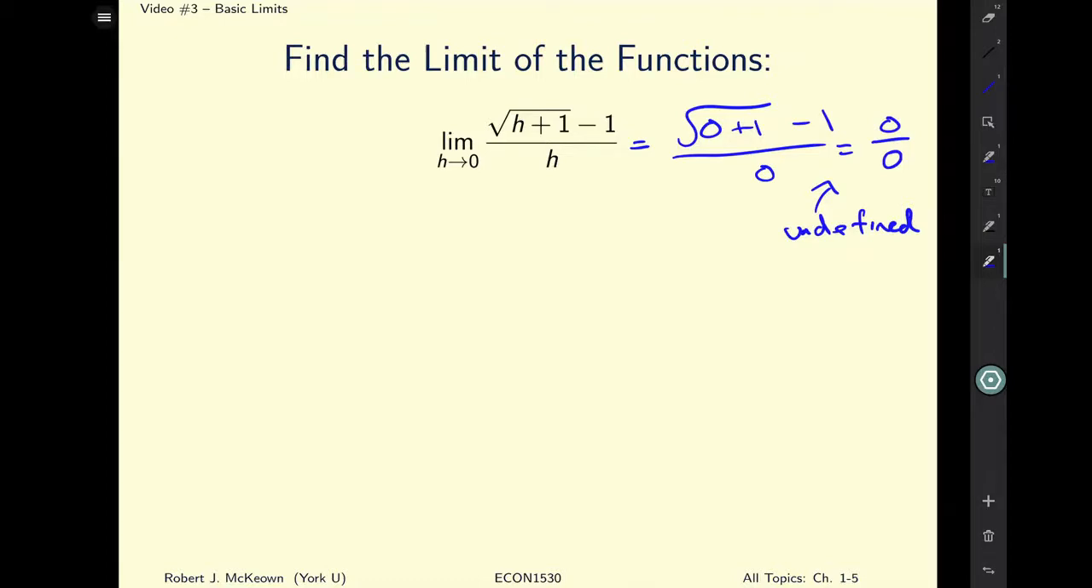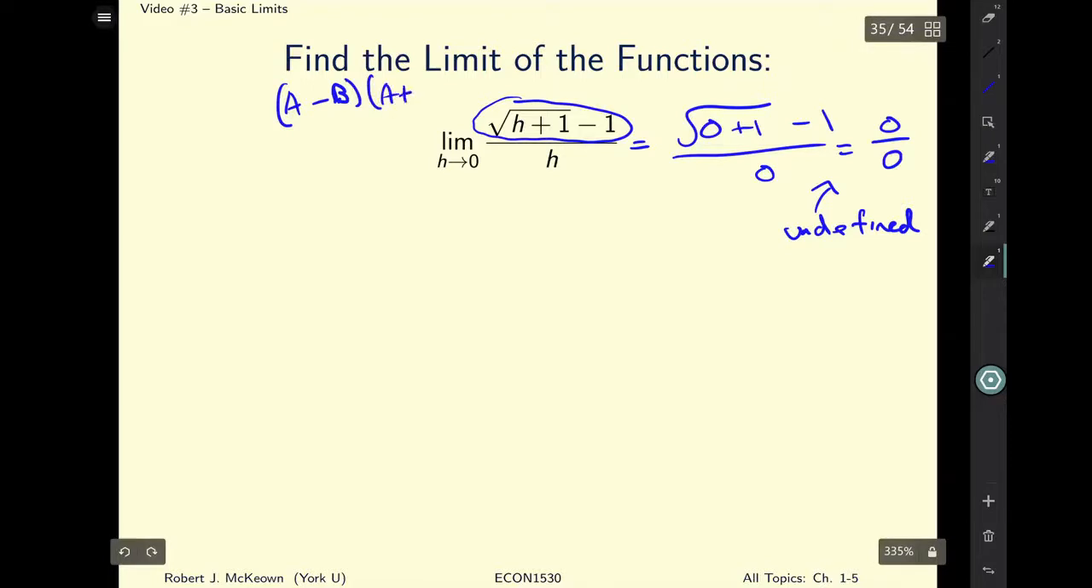So we're going to have to do a little bit of manipulation of this expression if we want to find its limit as h approaches 0. So let's take a closer look at the numerator. We've got something like a minus b. And I know that if I multiplied it by a plus b, I get a squared minus b squared. So why don't we try this?